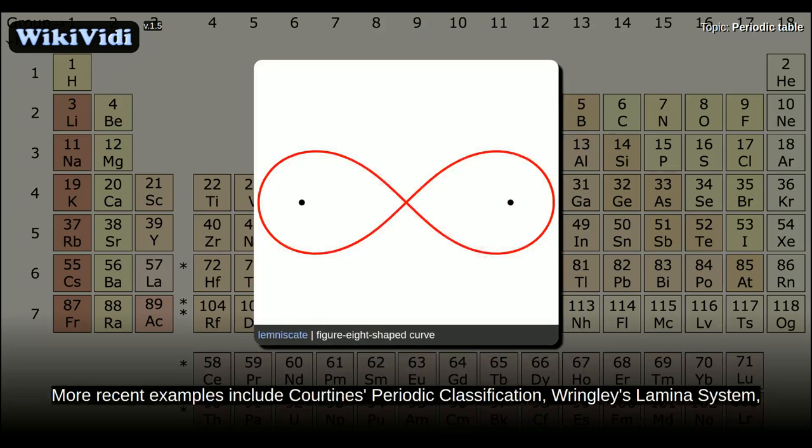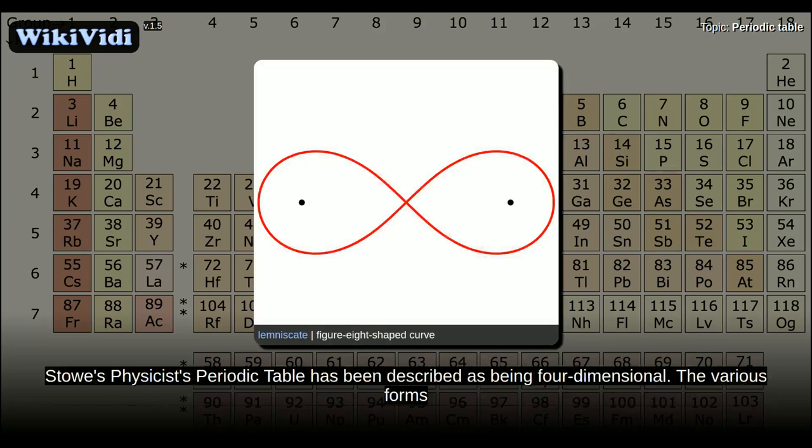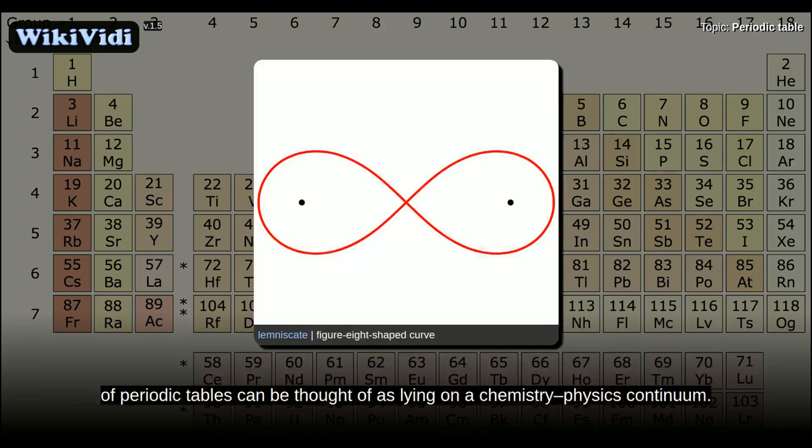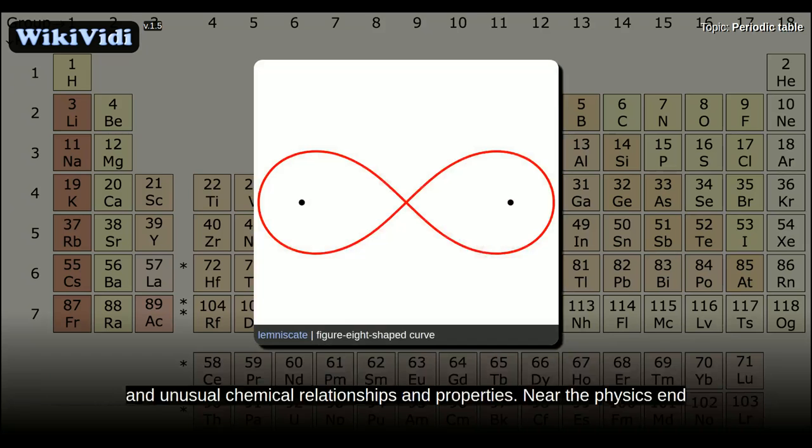More recent examples include Courtney's periodic classification, Ringley's laminar system, Giger's periodic helix, and Dufour's periodic tree. Going one further, Stowe's physicist's periodic table has been described as being four-dimensional. The various forms of periodic tables can be thought of as lying on a chemistry-physics continuum. Towards the chemistry end of the continuum can be found, as an example, Reinmer Canham's unruly, inorganic chemist's periodic table, which emphasizes trends and patterns, and unusual chemical relationships and properties.